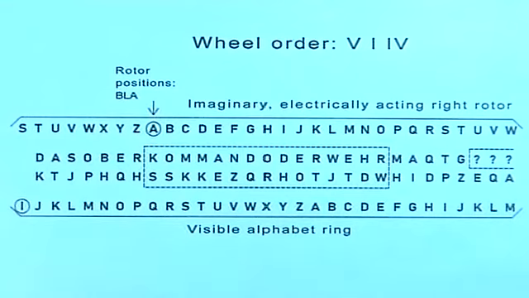At the location of the notch, the letter of the imaginary electrically acting rotor is the letter U. In the same position, the letter of the visible alphabet ring is the letter K. Knowing this, the ring position of the right rotor can be calculated using the following formula.